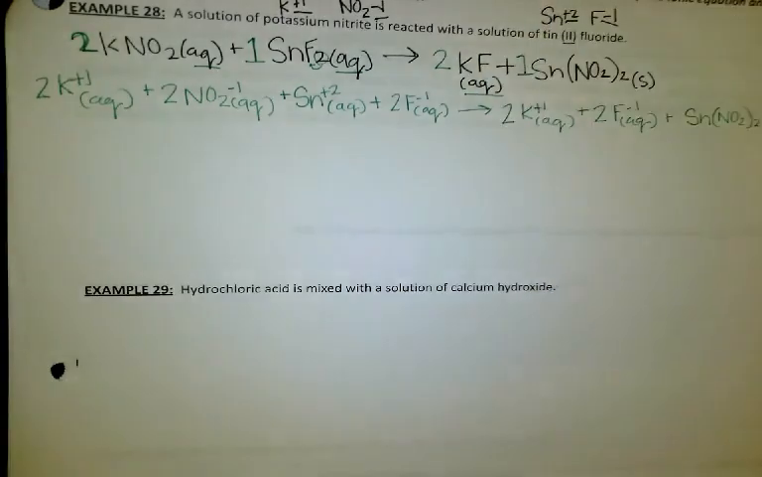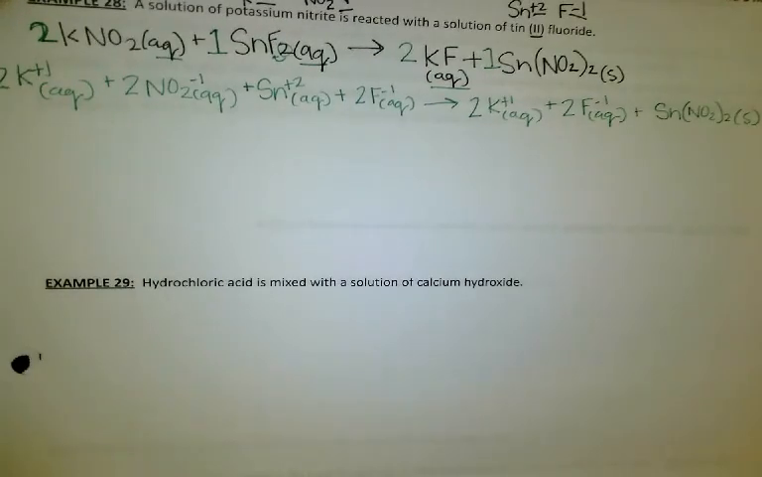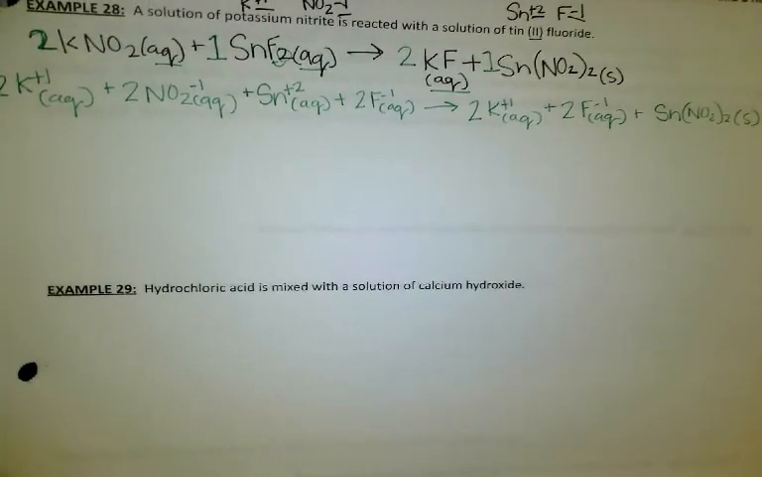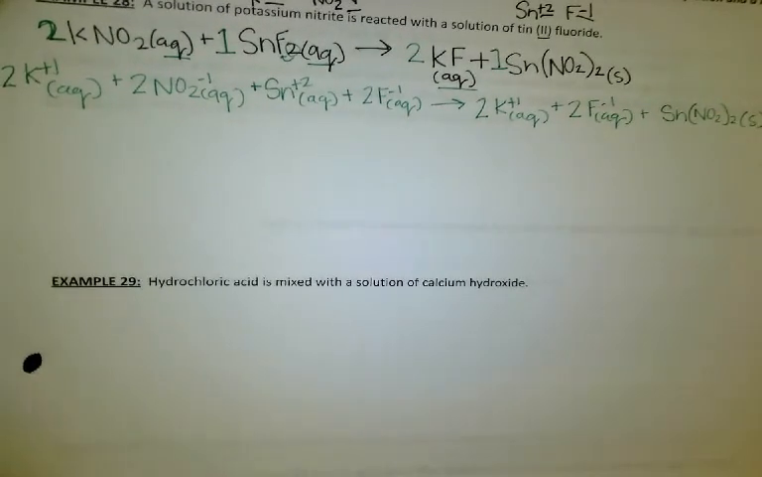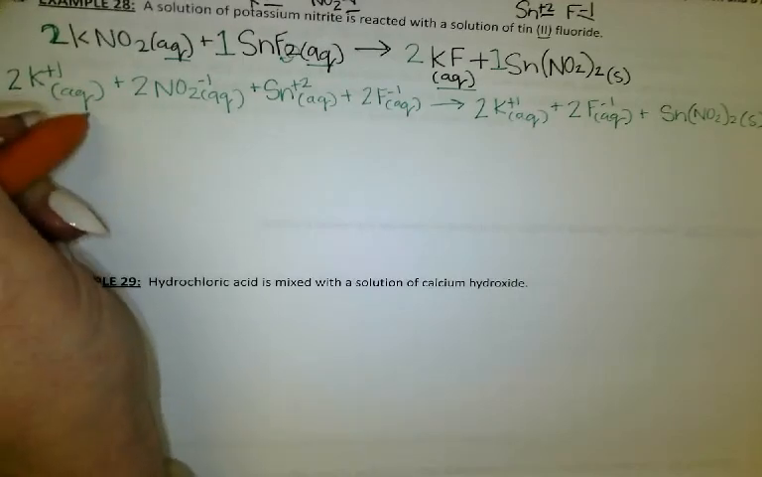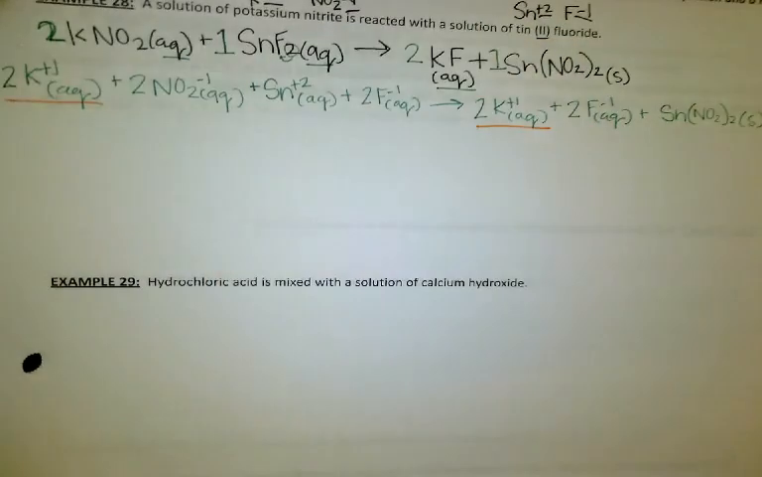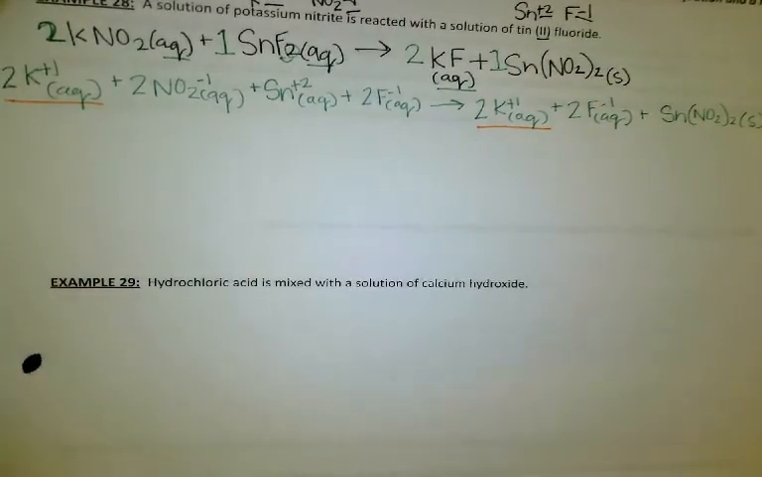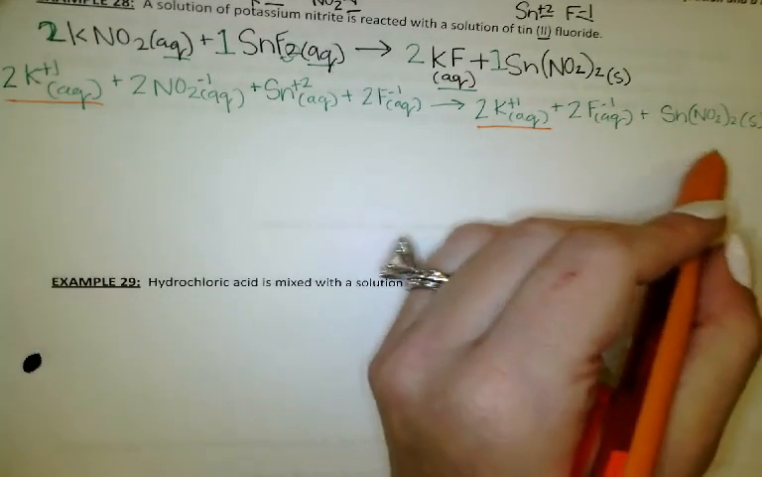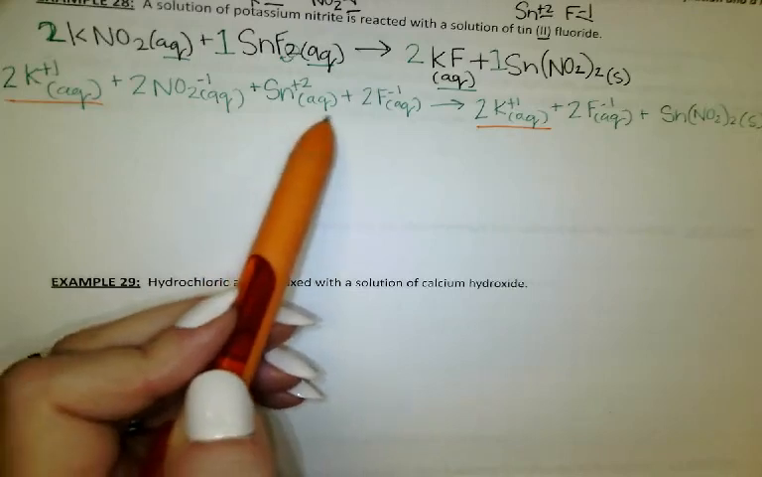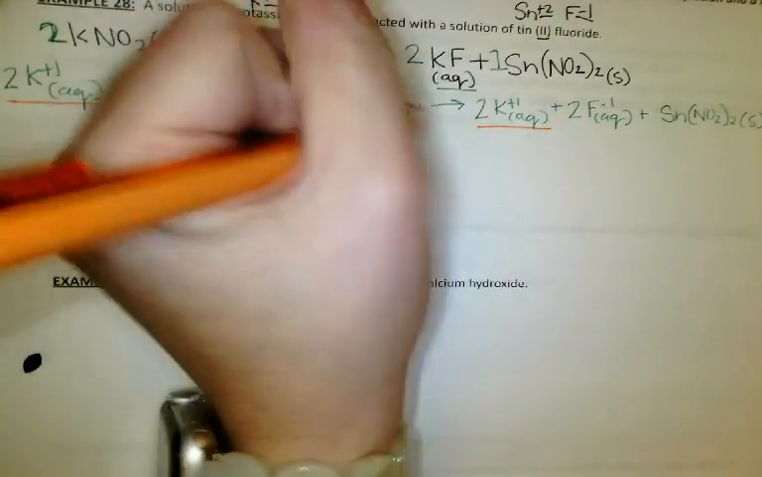Okay? Now, to write our net ionic, we have to find our spectator ions. Those are the ions that are on both sides. So I see 2 potassium positive ones here, 2 potassium positive ones here. So that is a spectator ion. Now I see 2 nitrite ions here, but I don't see the ions on my product side. Same with tin. I see a tin ion here, but I don't see it on the product side. I see 2 fluoride ions here, 2 fluoride ions there, so they are spectator ions.